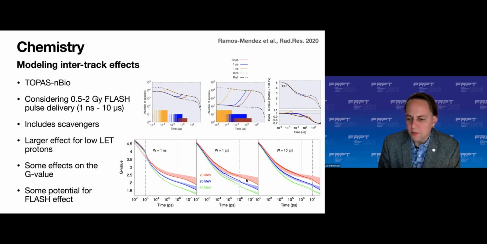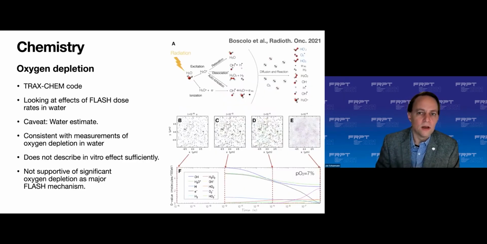So there's a little bit of a potential for inducing some flash effect or some differences due to the different pulse structures. Boscolo et al. also did a very interesting study using the TRACS chem code. It's basically very similar. They looked at the water radiolysis and followed the tracks over time, and the G value estimation after.